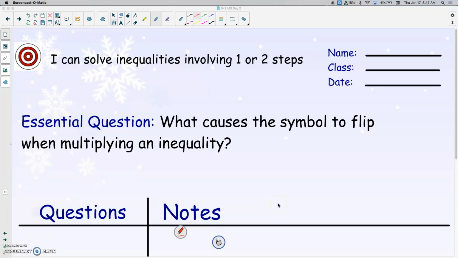5-2, day 2. Our learning target says I can solve inequalities involving one or two steps. Our essential question is what causes the symbol to flip when multiplying an inequality?